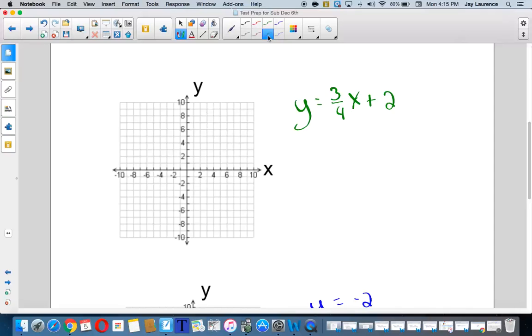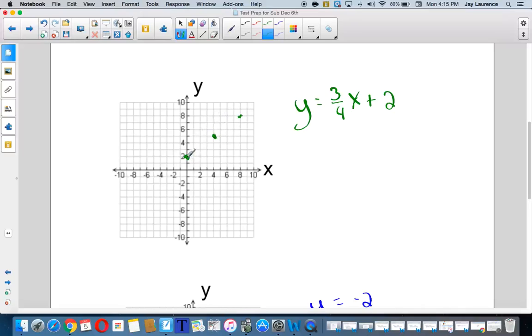All right, here it comes. So I am going to plot the y-intercept. The y-intercept is (0, 2). Bam, right there. My slope is 3 fourths, so I'm going to rise 1, 2, 3, and run 1, 2, 3, 4. It's kind of like we're dancing.